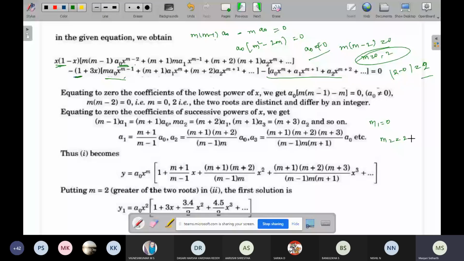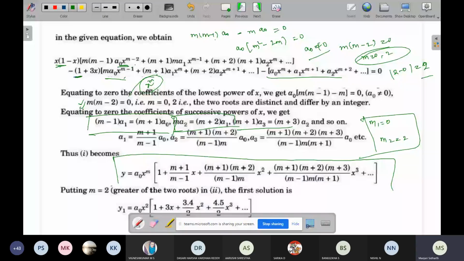Now keep this in your mind and move further by comparing the second lowest power of x, that is x^m. When you compare the coefficient of x^m, you will get a₁ in terms of a₀. Then compare the coefficients of x^(m+1), x^(m+2). That means you need to find the coefficients a₁, a₂, a₃, a₄ in terms of a₀. So the value of y is this.